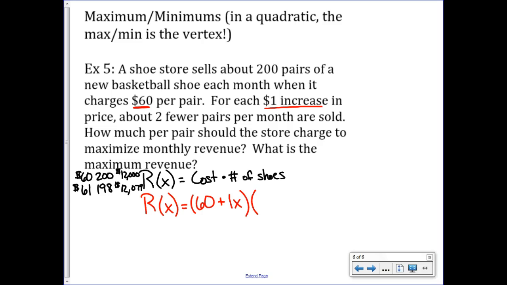We know then that we start at 200 with the $60, but for every dollar we increase, we lose 2 pairs. So I'm going to take away 2x. So that if I plug in a 5 in the first blank for x, 5 in the second blank for x would mean that we sold 10 fewer pairs.